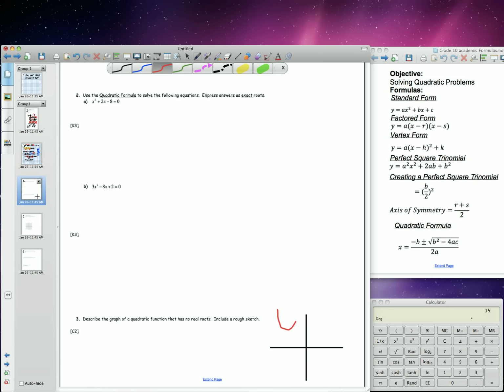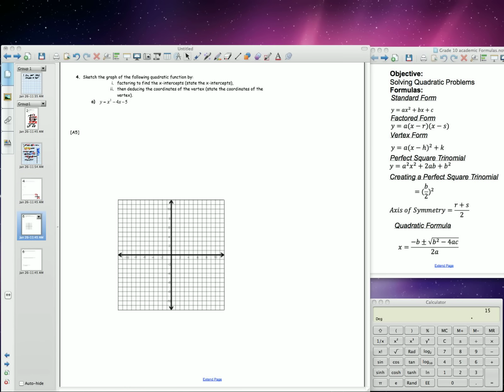Question number 3 says, describe the graph of a quadratic function that has no real roots. Include a rough sketch. No roots. What does that mean? No x-intercepts. So a quadratic with no x-intercepts is a quadratic that is above the x-axis going upwards or below the x-axis going downwards. Doesn't that look like a smiley face? I think it looks more like... So you use those words to describe it.